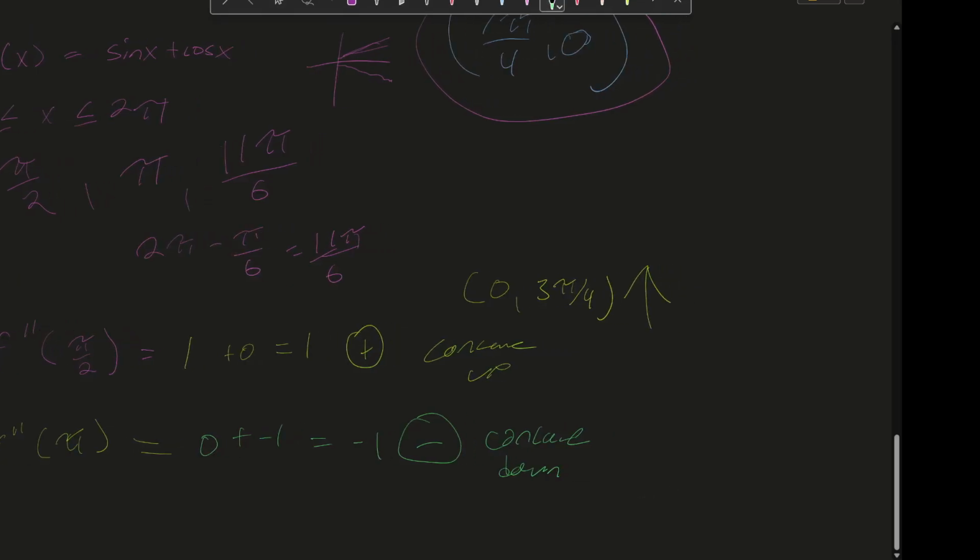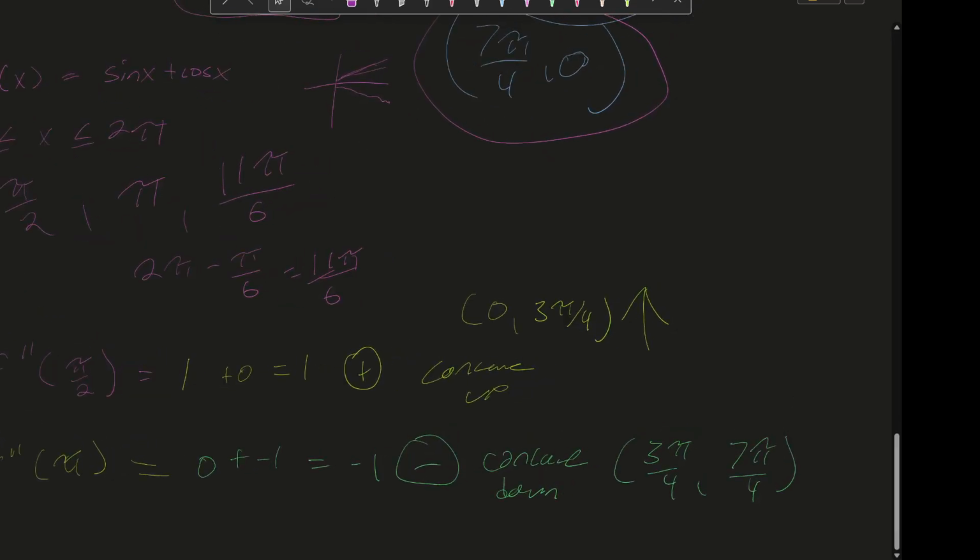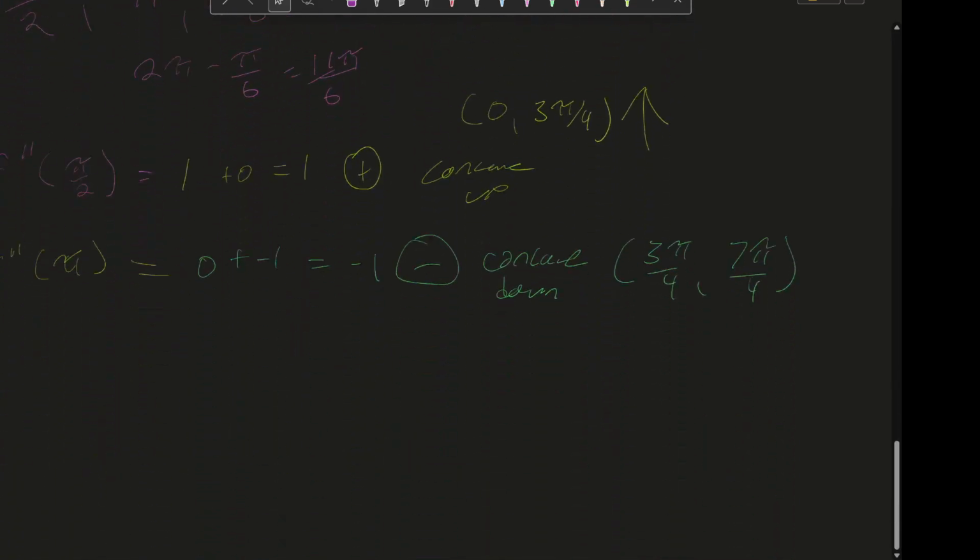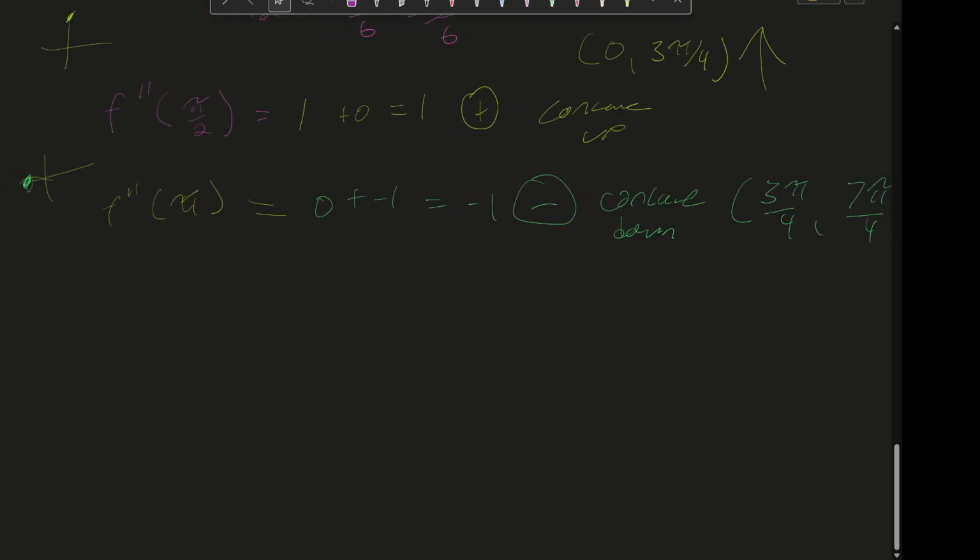So then that lets you know that between 3 pi over 4 and, what was our second one? 7 pi over 4 was the second inflection point. It's concave down between 3 pi over 4 and 7 pi over 4. And then lastly, you're going to have to test 11 pi over 6.